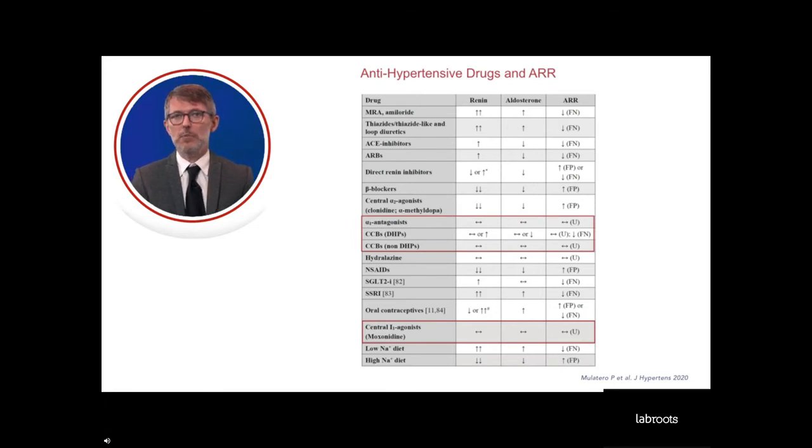And so the best drugs that we should use are alpha-1 blockers, for example doxazosin, calcium channel blockers such as amlodipine or lercanidipine, or even non-dihydropyridines like verapamil and diltiazem. Another possible drug is moxonidine.